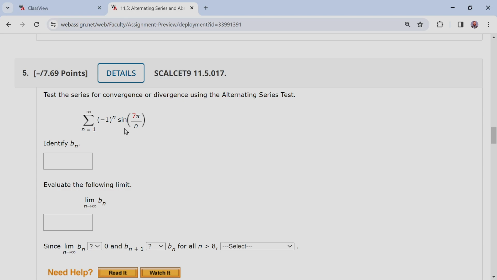And so here, are we alternating? Yes, (-1)^n. Are the terms getting small? Yes. Sine 0 is 0. And yeah, are the terms going to 0? They are. Sine 0 is 0. And so, life is good.